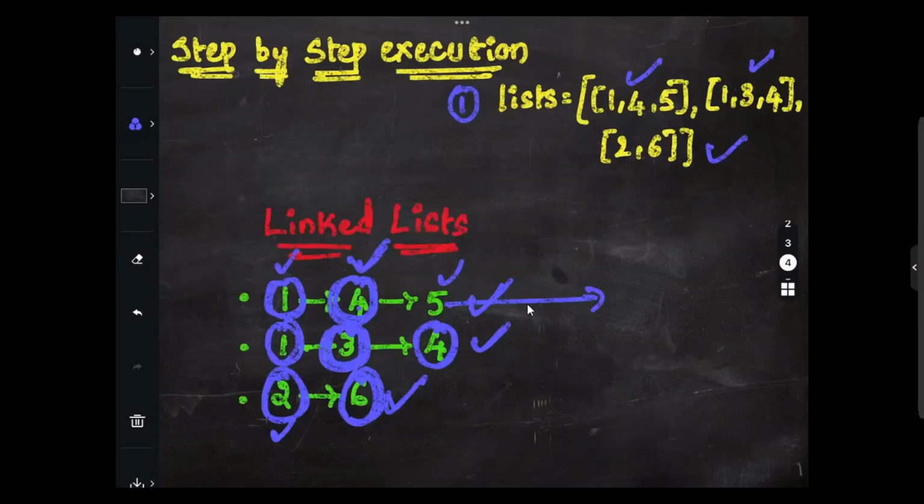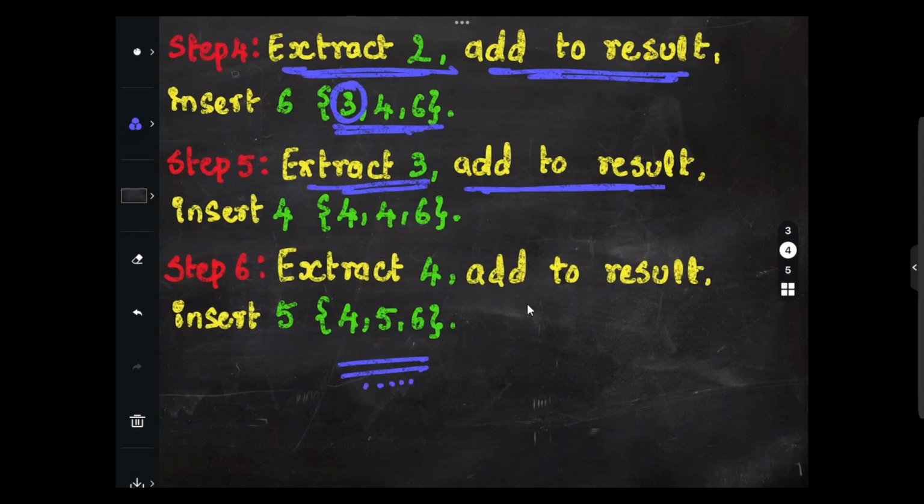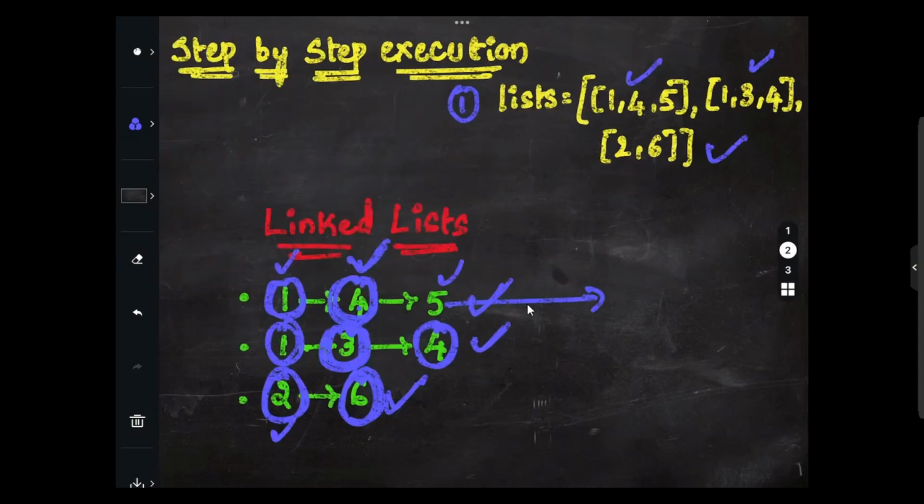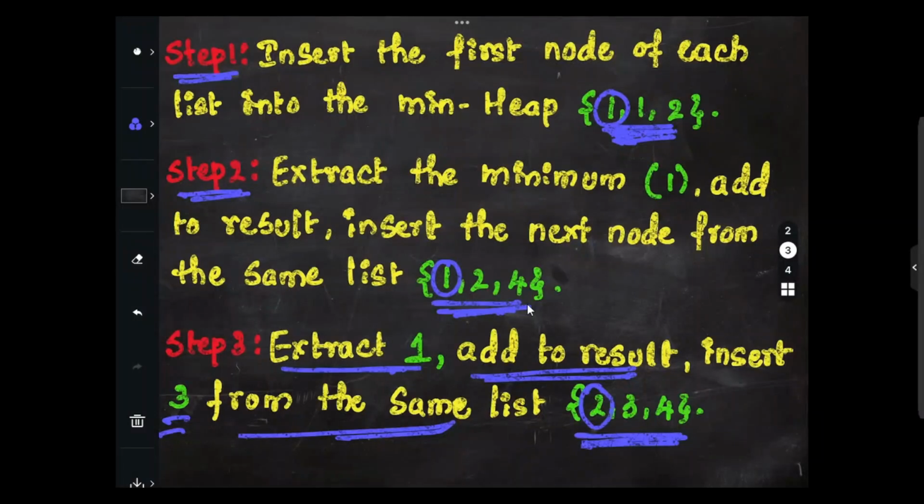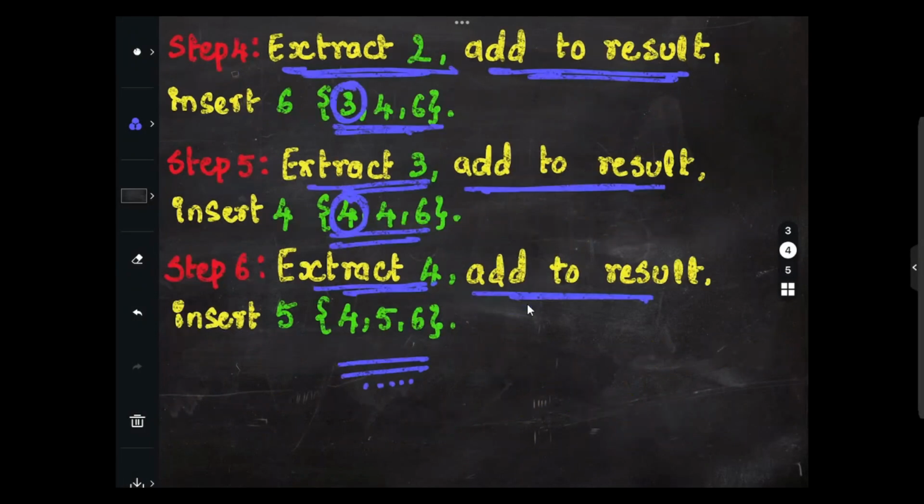Yeah, we'll insert 4 in this case. So now this becomes 4, 4, 6. Again, among 4, 4, 6, what is the minimum? 4. So we will extract 4, the minimum is 4, and add it to the result. This time we will insert 5. So when we insert 5, this becomes 4, 5, 6.